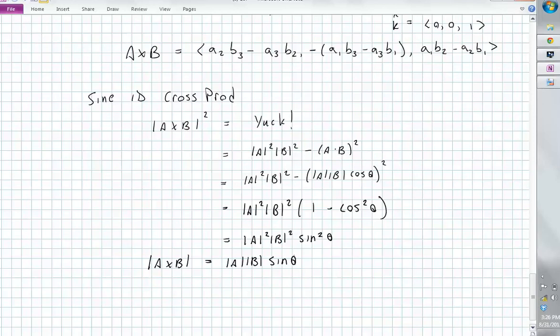Okay? So what's the range of theta? Starting all the way up here, 0, all the way down to 180, pi. What's the sign of the sine on that interval? Positive. So I can drop the absolute values. That is the magnitude identity for the cross product.